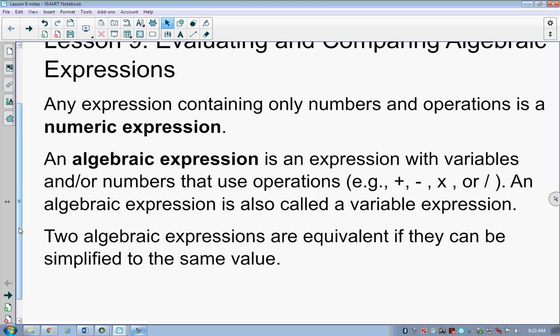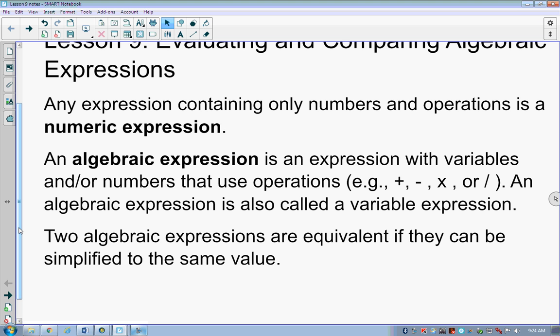We might have several variables. We might have variables with exponents. We might divide by a variable or multiply by a variable. Two algebraic expressions are equivalent if they simplify to the same value. If I can simplify two algebraic expressions to the same value, right?